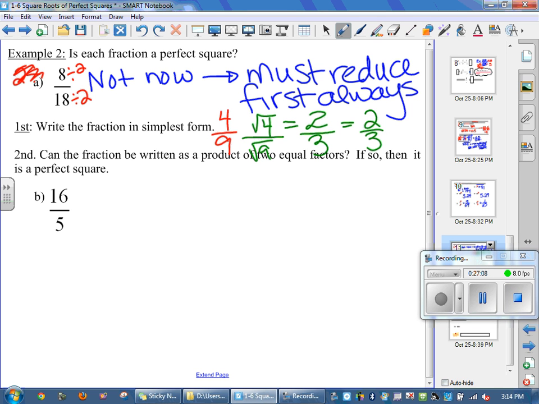So root 16, how big is it? 4. What's the root of 5? No, it's a run-on decimal. So, if one of them is a run-on decimal but not a repeating decimal, it is not a perfect square. So we see this is a run-on decimal. One of our numbers gives us a run-on decimal. So this one is no, not a perfect square.